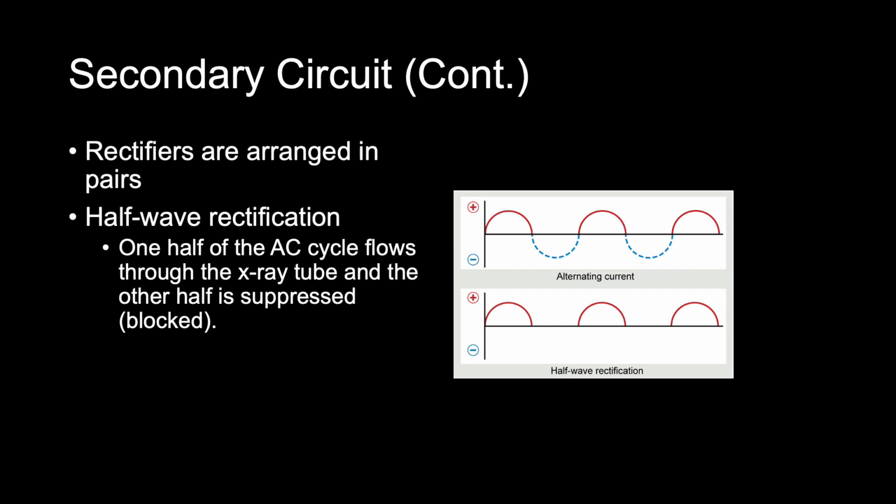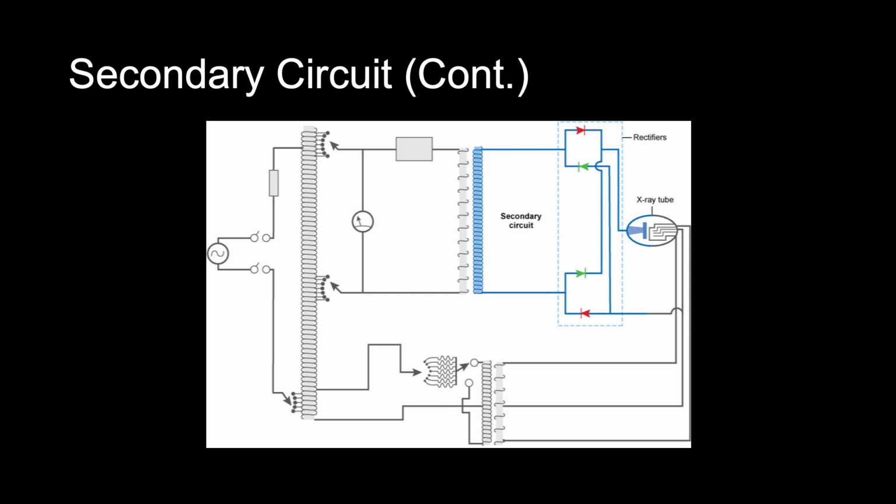The figure here shows AC on the top. It shows alternating current, and on the bottom it shows the half-wave rectification. This image here is a 4-rectifier bank. You can see the color coding of the pair that operates together in each half of the cycle. When 4 rectifiers are used, full wave rectification is achieved. You can see the arrangement of the 4 rectifiers in this figure here, and they are highlighted to show which 2 are in use with each half of the cycle.